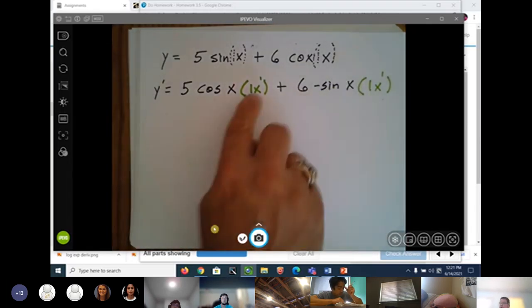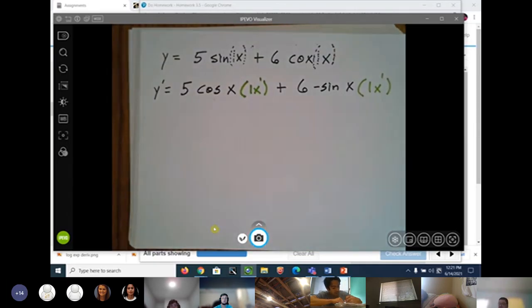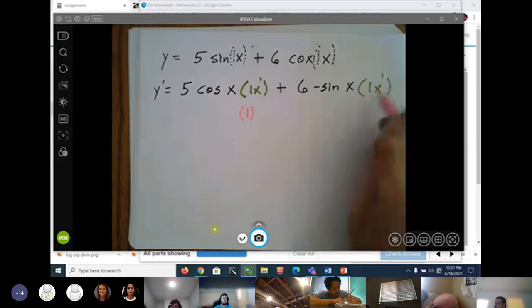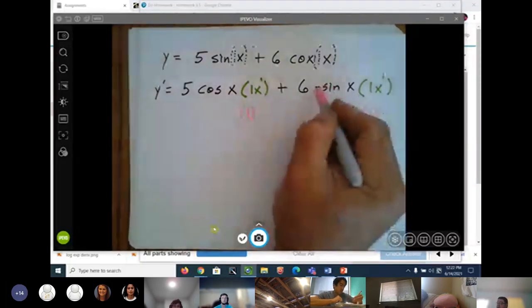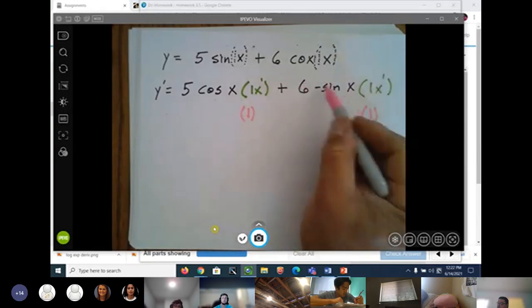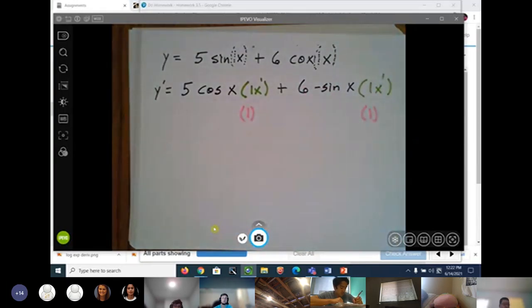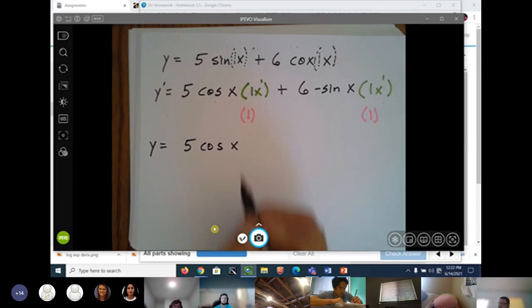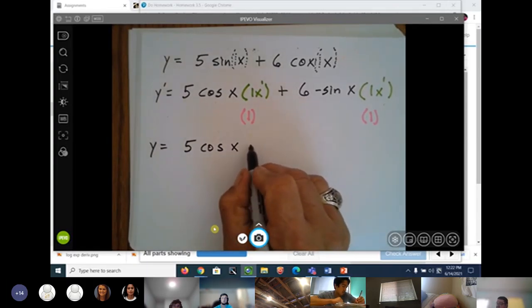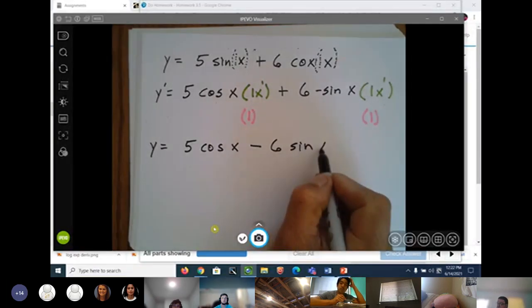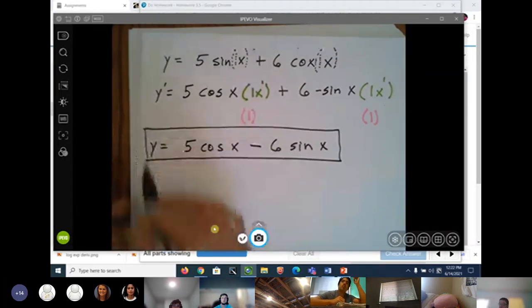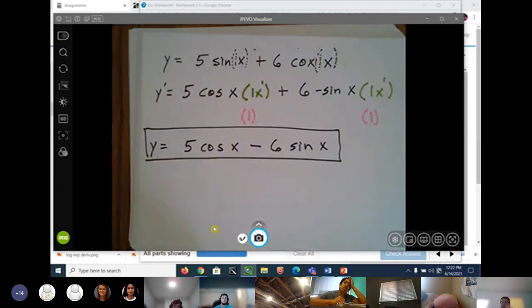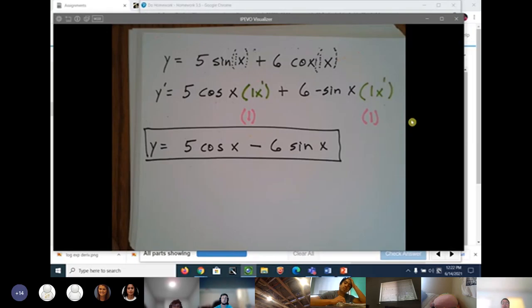So, of course, the derivative of that is 1, so I'm going to do that in pink. And the derivative of this is 1. That negative can come out with that 6 and that 1. So what's negative 1 times 6? Negative 6. So y prime is equal to 5 cosine of x times 1 plus minus 6 sine of x. And that's how you do trig functions. So let's do another one after this one. That is a test question.